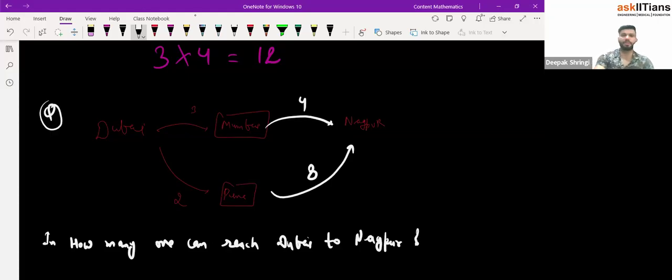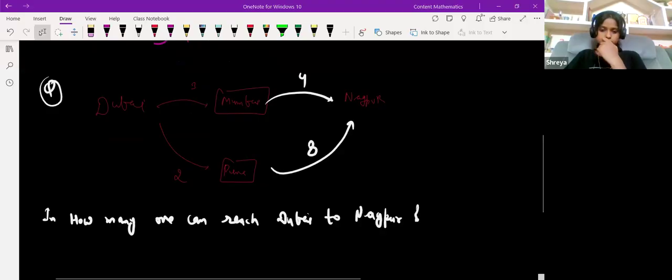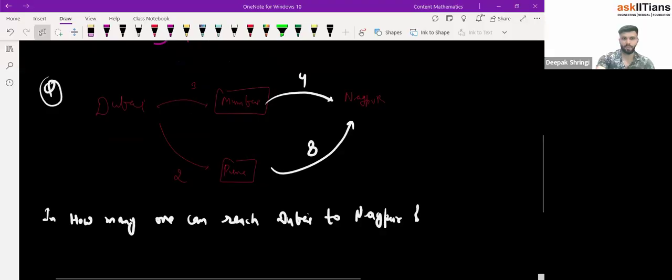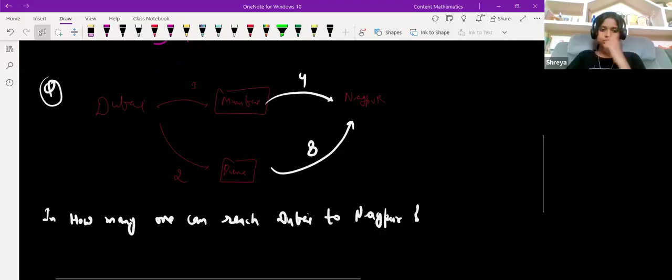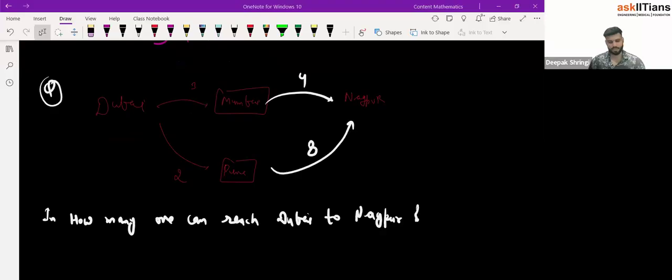What do you think? What can be the answer in this case, guys? 28. Can you tell me how you are getting 28 over here? So from Dubai to Mumbai to Nagpur, there are 12 ways. And then from Pune to Nagpur, there are 16 ways. So in total, 28. So you have added the number of ways, right?